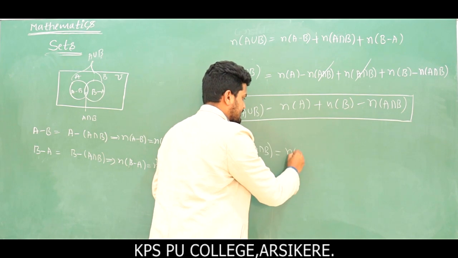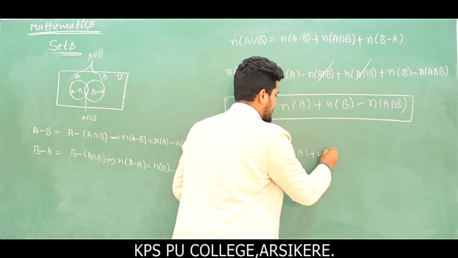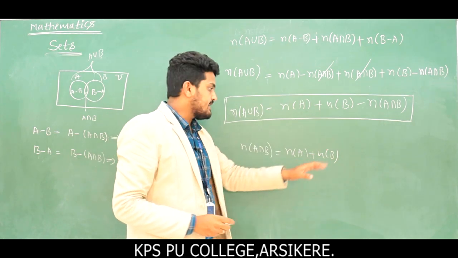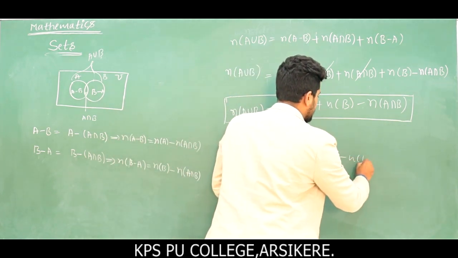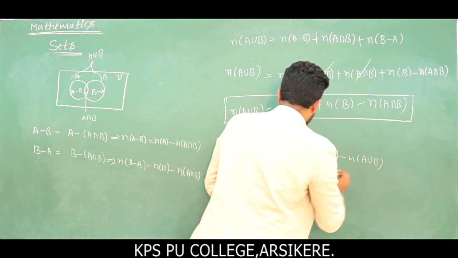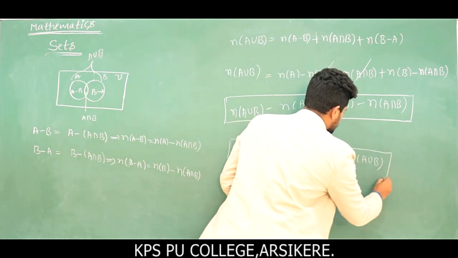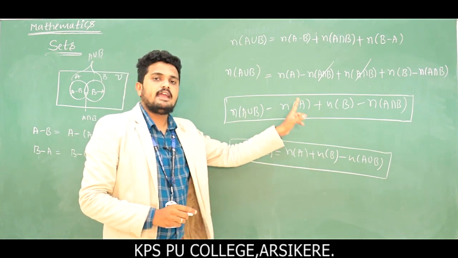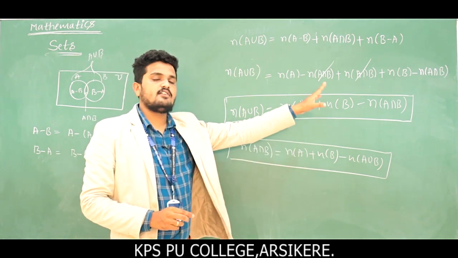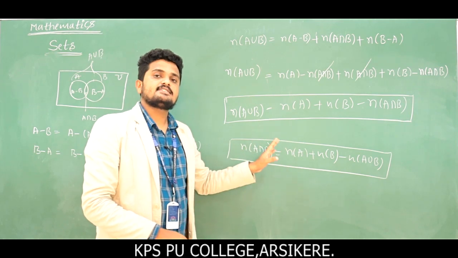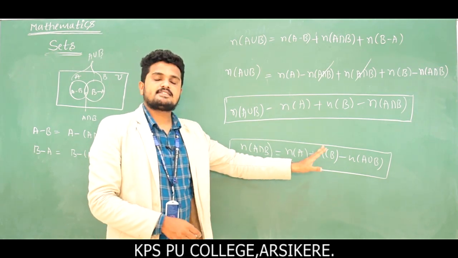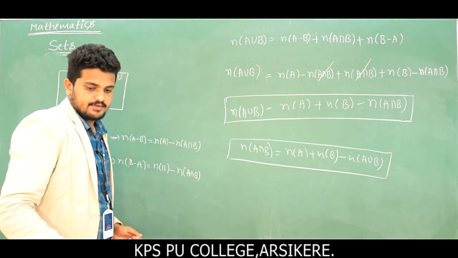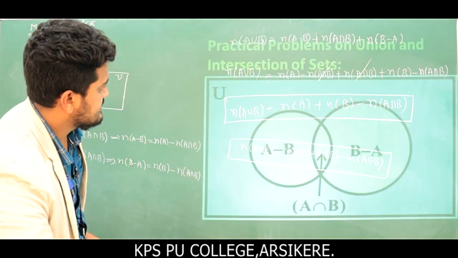is equal to n of A plus n of B, plus n of A union B, take it into RHS, so minus n of A union B. This is also a formula to find n of A intersection B. So n of A union B is n of A plus n of B minus n of A intersection B. n of A intersection B is equal to n of A plus n of B minus n of A union B. Okay.